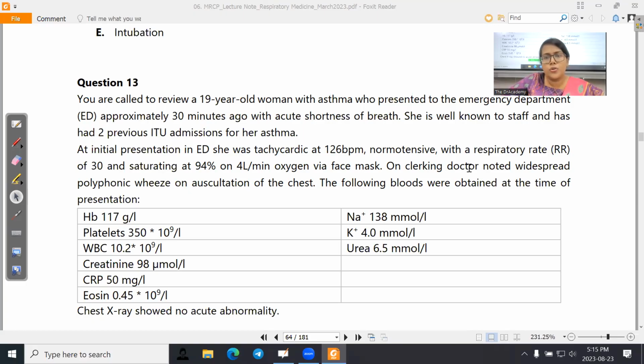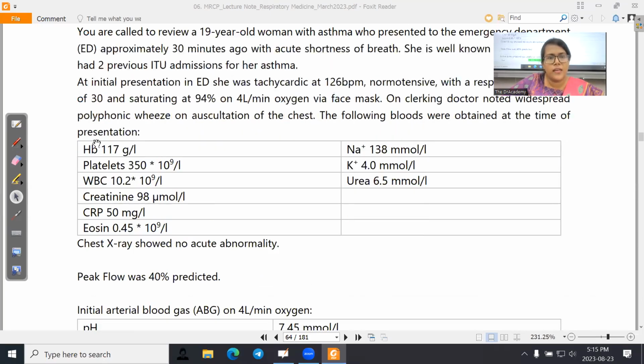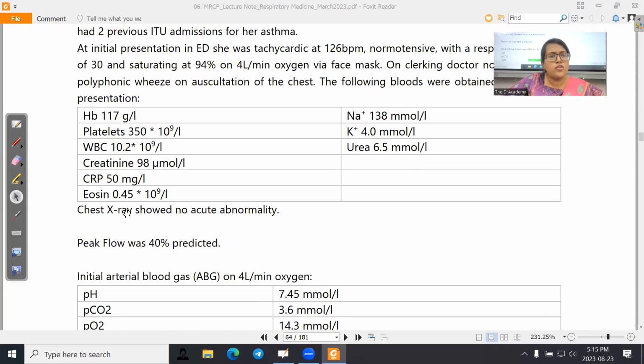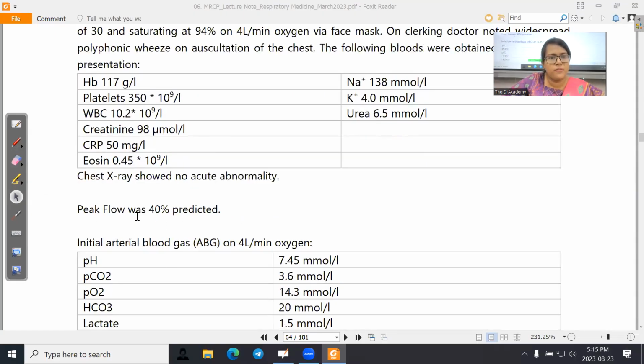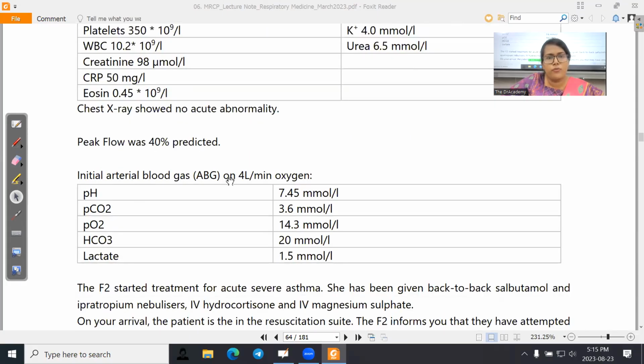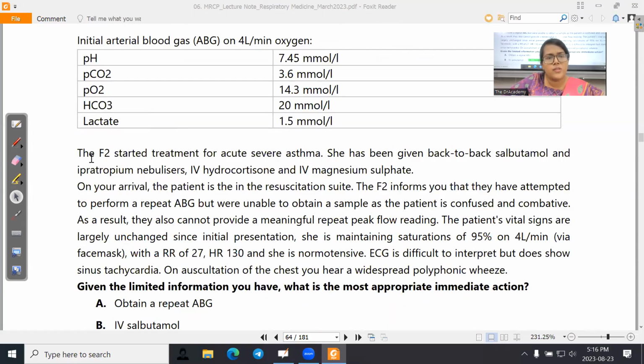On clerking, doctor noted widespread polyphonic wheeze on auscultation of the chest. Following bloods were obtained at the time of presentation. So our important focus should be given here, not really anything at all. Let's move on. Chest X-ray showed no acute abnormality. Peak flow was 40% of the predicted value. Initial ABG on 4 liter per minute oxygen is pH 7.45, which is normal. PCO2 is 3.6. Partial pressure of oxygen is still normal. Okay, let's go on to the next part.